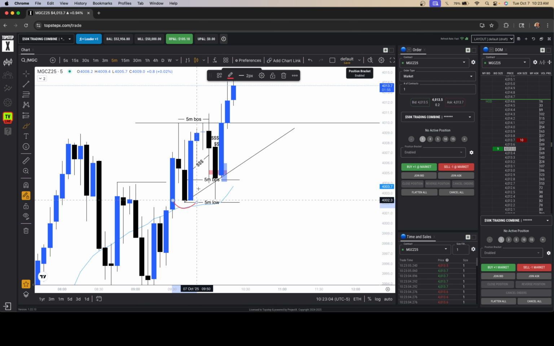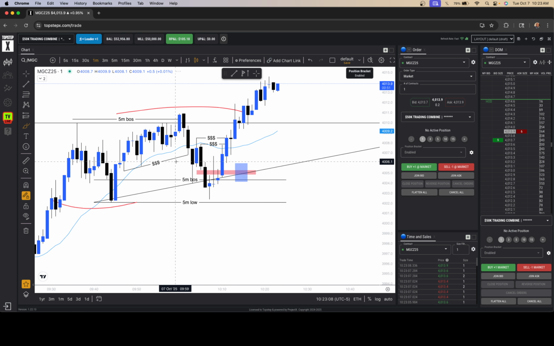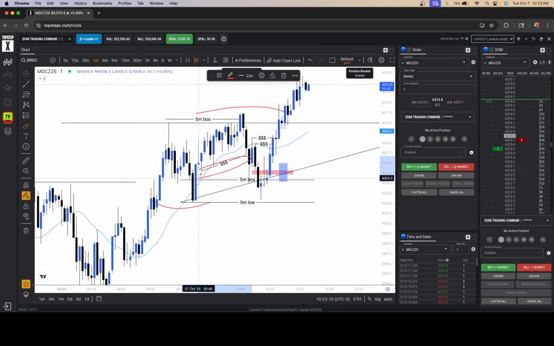5-minute structure, 5-minute low, 5-minute high. No imbalance. Go to the 1 minute. We see all the liquidity, the buildup of liquidity. We end up seeing 2 sweeps, and then we just kind of got in, hoping that the low holds.